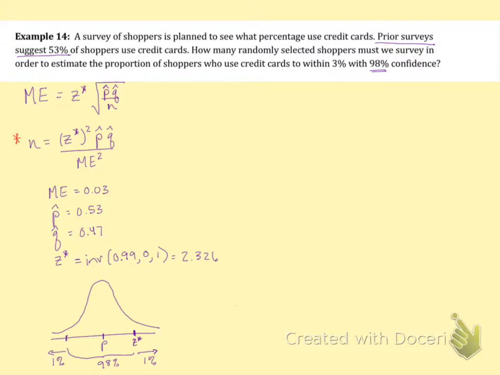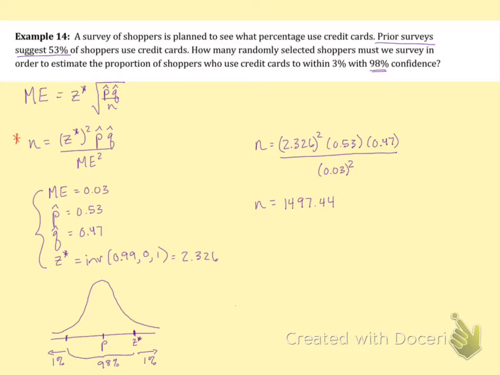So now we have all of our values. We just plug them in and find n. So n is going to be this 2.326 squared times 0.53, oops, forgot my 3, times 0.47, all over the margin of error squared, so 0.03 squared. And when you put that in your calculator, you will get 1,497.44.